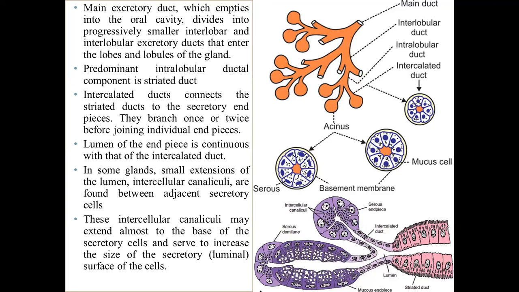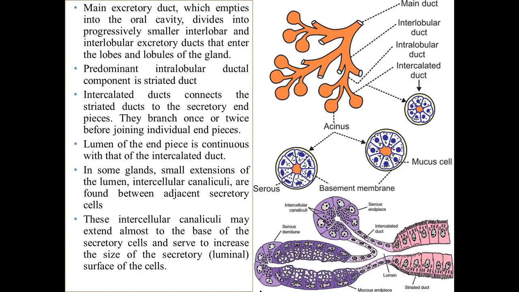So next we will see the ductal system. First is the main excretory duct. This main excretory duct divides into smaller interlobar ducts, which divide the lobes. As we have already seen in the previous slides, the difference between lobes and lobules. First it will be lobes, then comes the lobules. So the main excretory duct divides into interlobar, and then comes the interlobular duct.